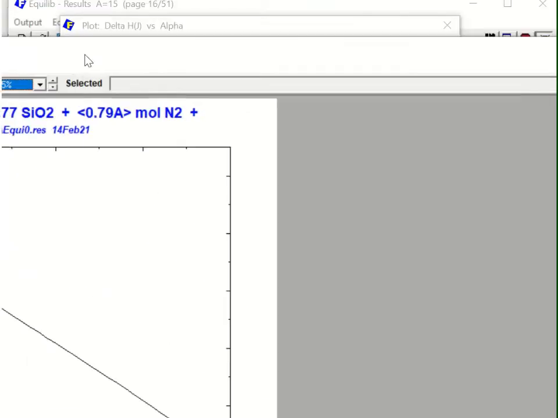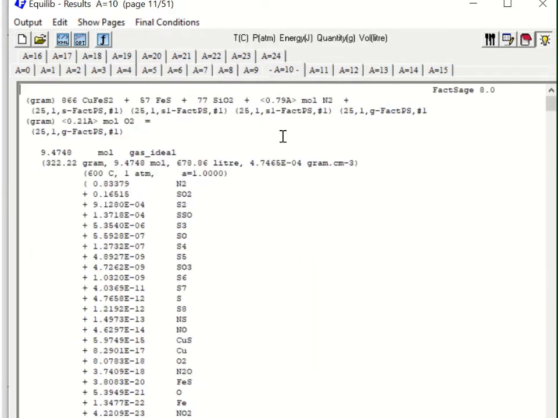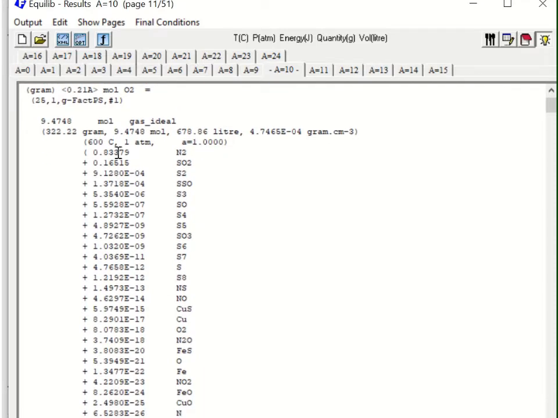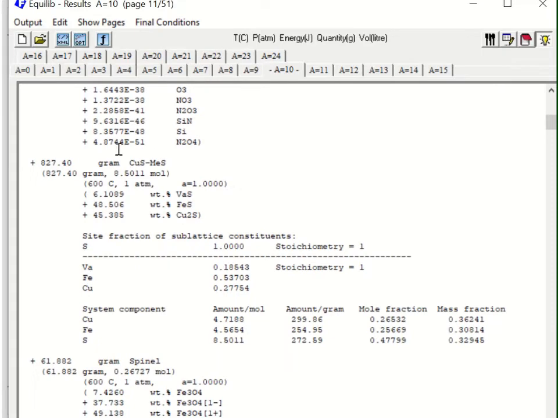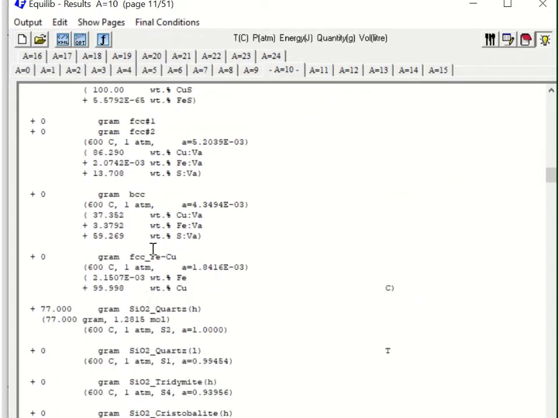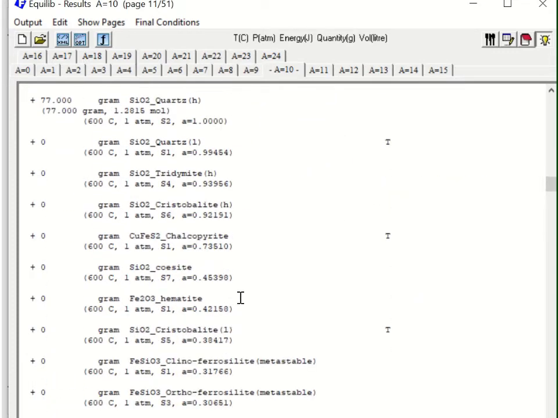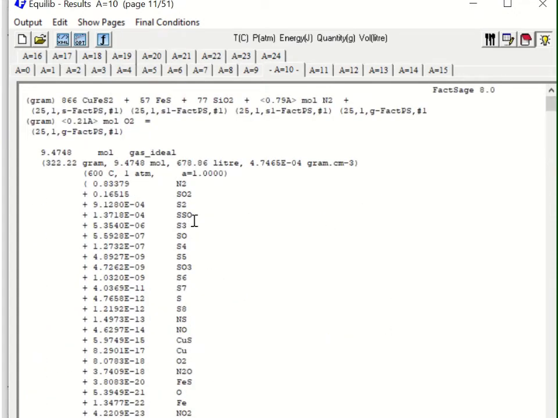Okay, so let's close it. So this is the value 10. At 10, this is the roasting product. So this gas is probably going away. And then if you look at it here, there's the Cu2S, MS kind of phase, spinel phase, and then there's also some SiO2 solid phase and etc. Okay, so I want to take these three solid phases as input for the next calculation, the smelting calculation.